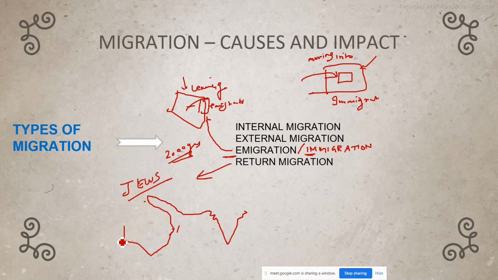Okay, this is Saudi Arabia, and this is the place where Jewish people used to live. Now it is a very small country called Israel, which is called their homeland.